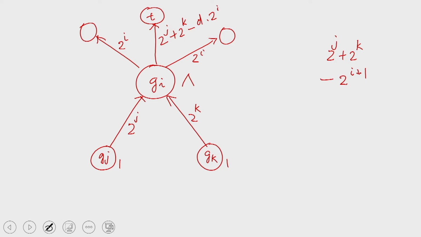So we find that all these edges are saturated when Gi is an OR gate with two input signals, both of which are 1. And the flow conservation is met. D is 2 here because this gate drives two inputs. So every edge is saturated.